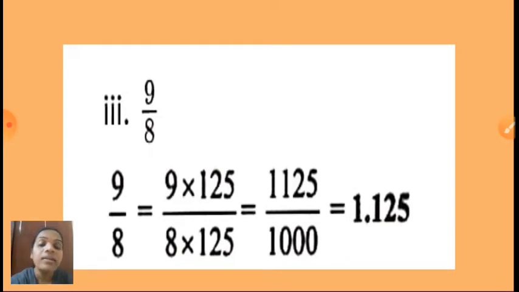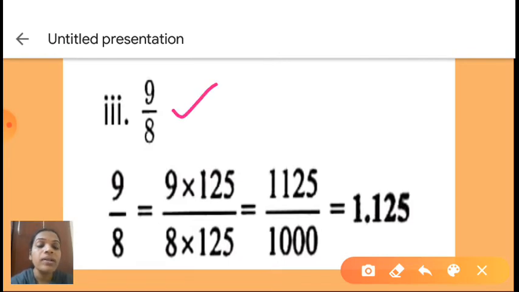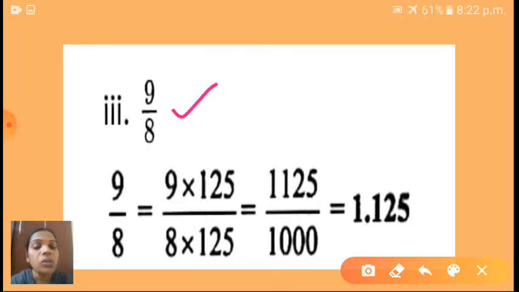Okay children. Third question here, 9 upon 8. Third question is what? 9 upon 8. So here 8, again here there is no, which number we want? Yes, we want 10, 100 or 1000. That number is called what?